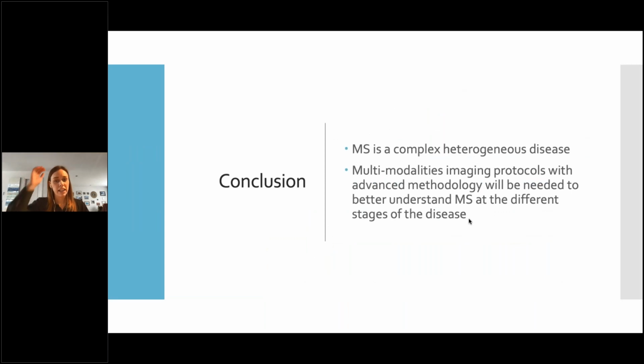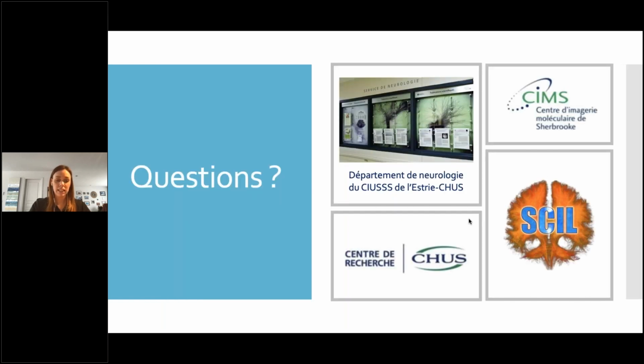So in conclusion, I can say that MS is a very complex and heterogeneous disease, and I think that multimodal imaging protocols with advanced methodology will be important to better understand MS at the different stages of the disease. And I think that we will need the help of researchers, people in neurosciences and informatics, clinicians. If we all work together, probably we can better understand the disease and also better help our patients. So that's pretty much it.